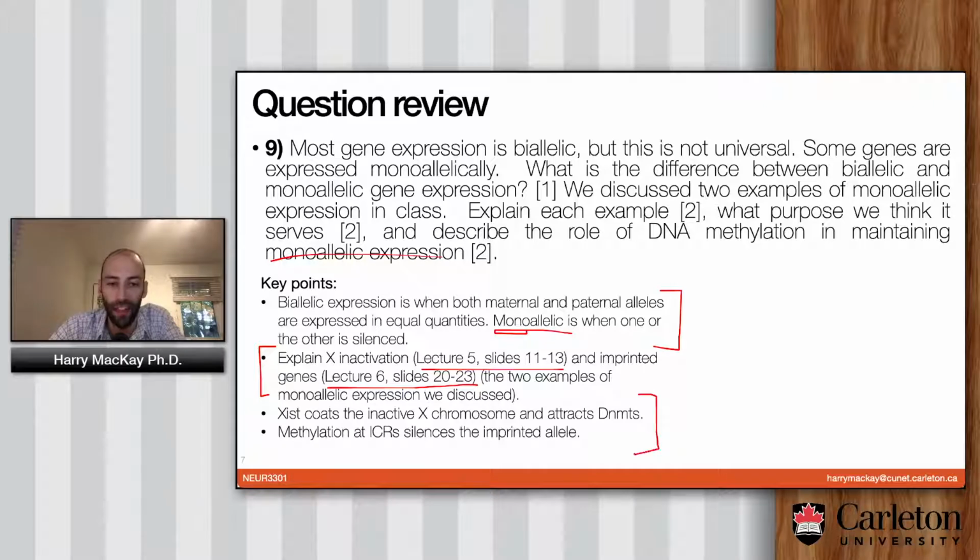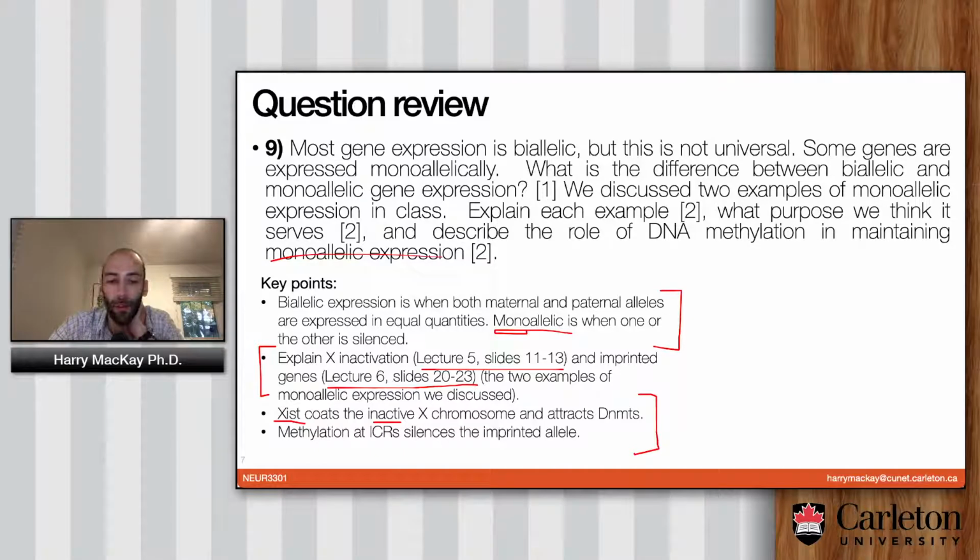With X inactivation you have Xist. This is a long non-coding RNA produced by the silent, or inactive, X chromosome that coats the chromosome and attracts DNA methyltransferases, adding methylation to the chromosome, and then ultimately condensing it down into a little shriveled up Barr body, and silencing all the genes there.